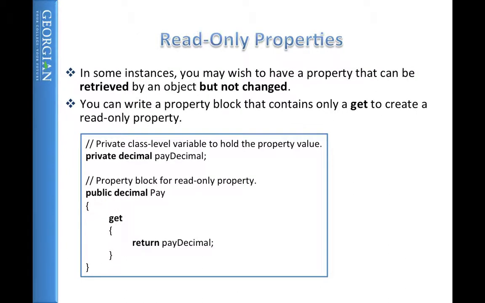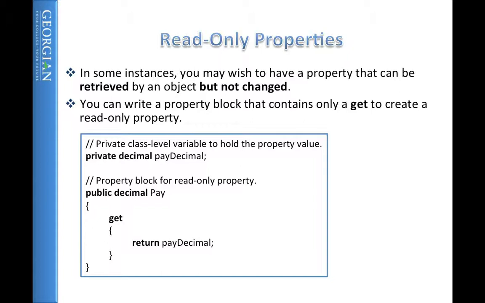So if you want to set read-only properties, right? So you want to get information, here's a great example for you. My private variable is called private decimal payDecimal. So I want to get paid, right? And then here's my property block for my read-only property. So I'm only doing a getter in this particular case, right? It's a public property. It's a decimal. I have to tell it what data type it is.